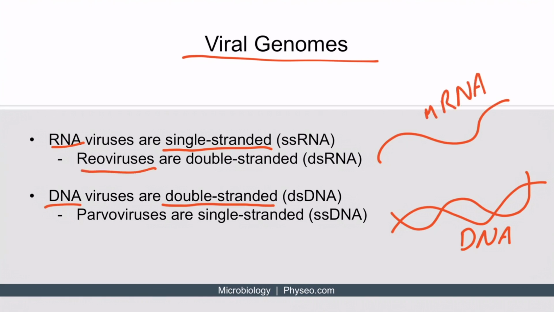Reoviruses are actually double-stranded RNA, and we will help you remember this unique fact when you watch the video on reoviruses. An exception to DNA viruses being double-stranded is Parvovirus. Parvovirus is a DNA virus that is single-stranded. And again, when you watch the video on parvoviruses, we'll help you memorize that fact.